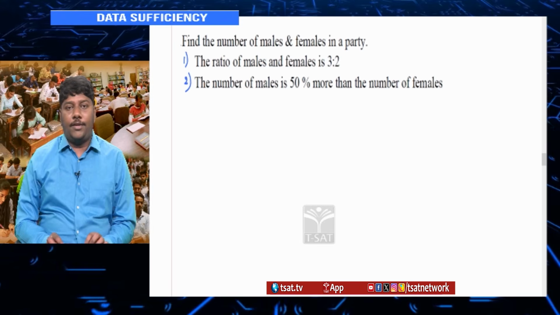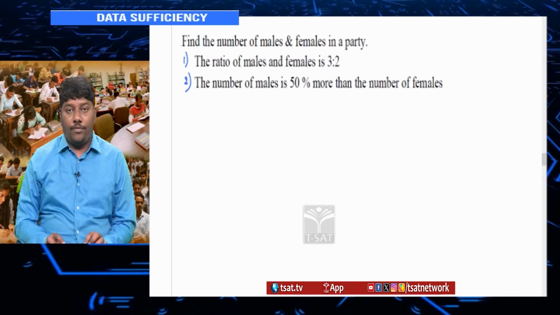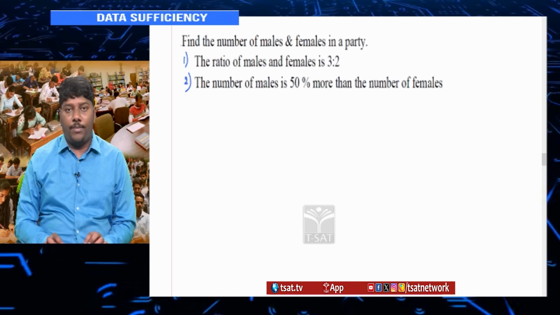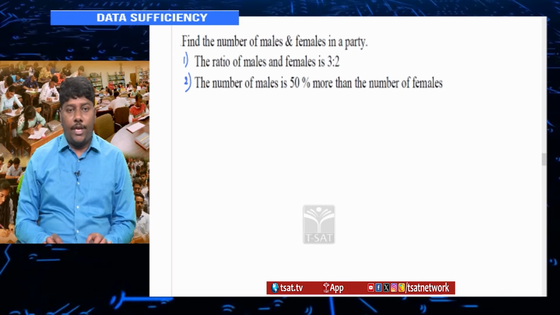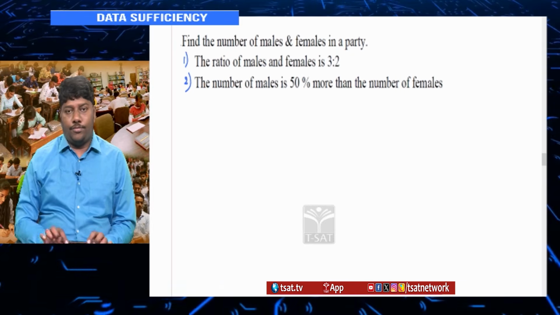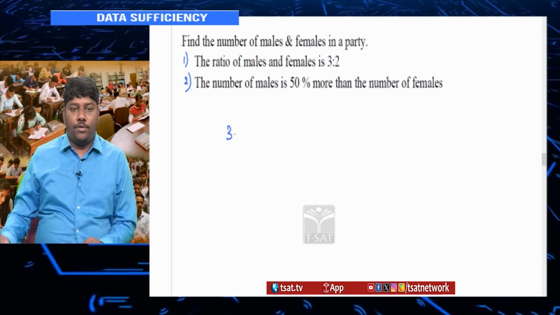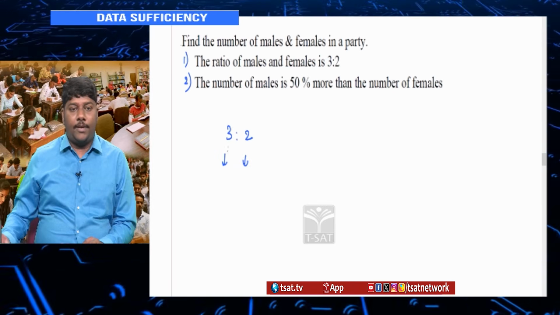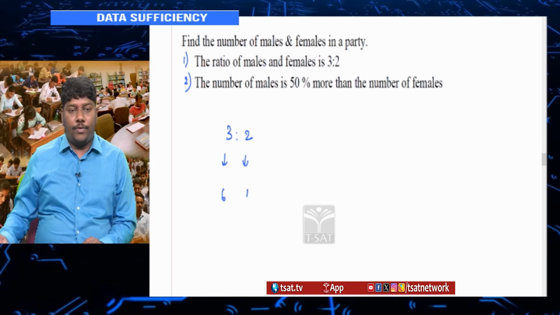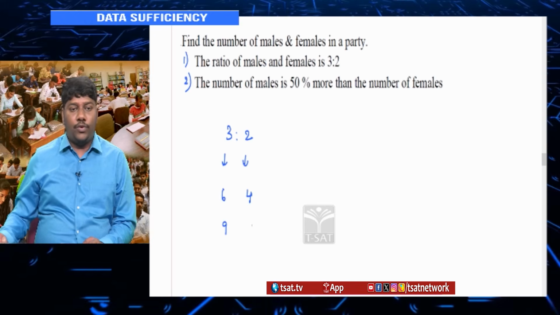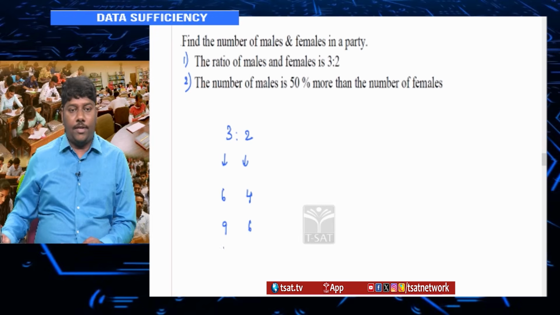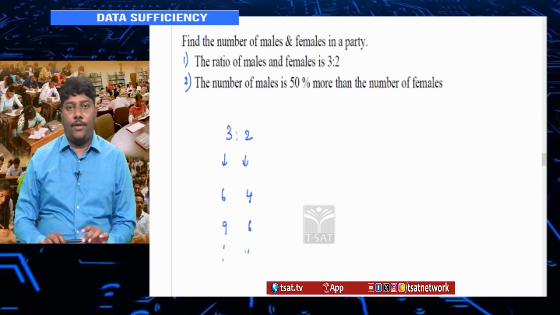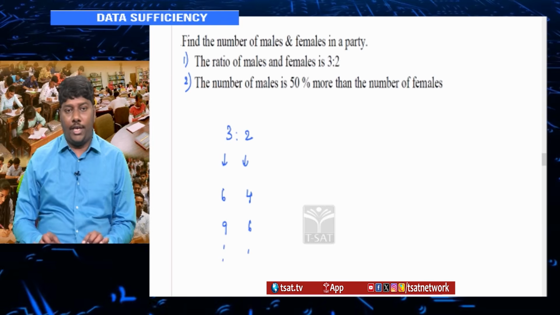Find the number of males and females in a party. You need to find out how many males and how many females there are in terms of number. The ratio of male and female is 3:2. When I say ratio 3:2, you can say 3 males and 2 females, or else 3 2s are 6, 2 2s are 4. You can say 3 3s are 9, 2 3s are 6. It may go on. So you cannot actually find out the actual number by using the ratio.